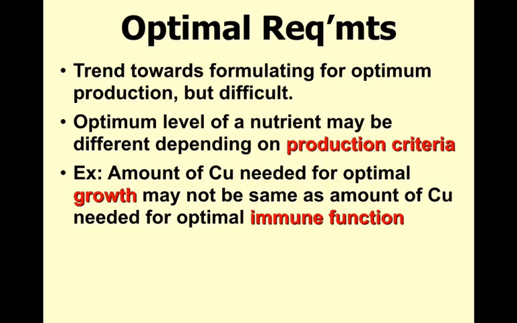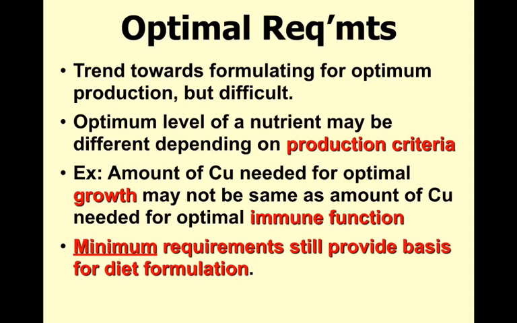An example of this is copper. There's a certain amount of copper that may be needed for optimal growth in, you name the animal, say a pig. However, there may be a different amount that's actually needed for immune function. And so how do you know which one is the best to feed for? Those are some of the things that research has been focusing on, really understanding what these nutrient requirements are in our livestock, so that we can be the most accurate formulators of diets that we can be.